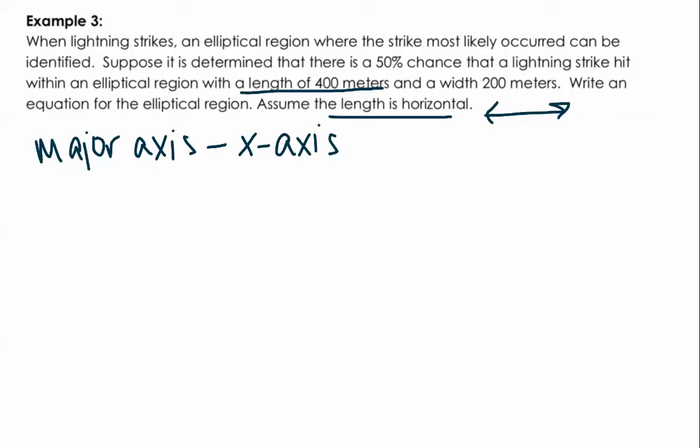So I am going to assume that this is centered at the origin. We don't have any sort of shifting information going on. So I know that I'm going to have an x squared plus y squared. There is nothing in my parentheses because the center is at 0, 0. The major axis is horizontal, so whatever I figure out for my a value, that's going to go underneath my x.